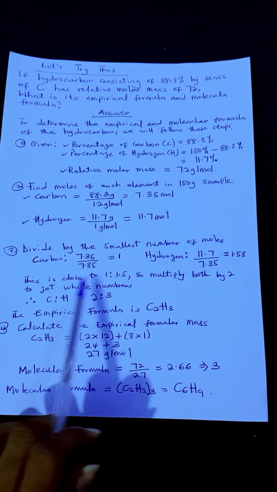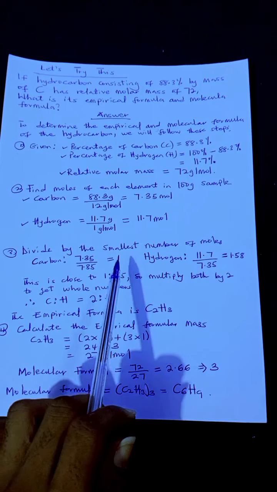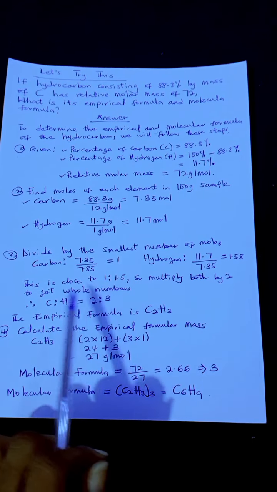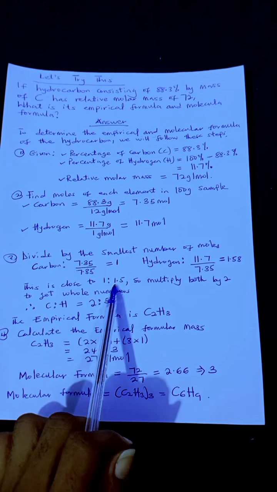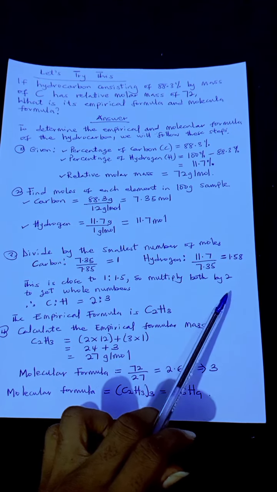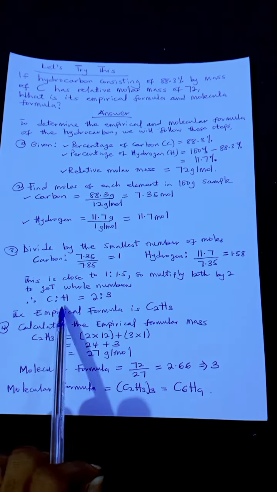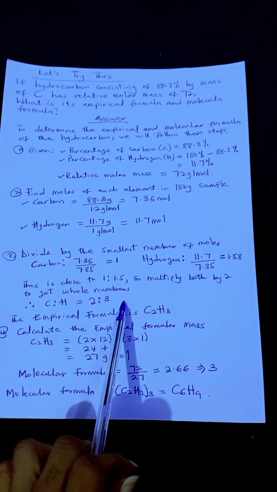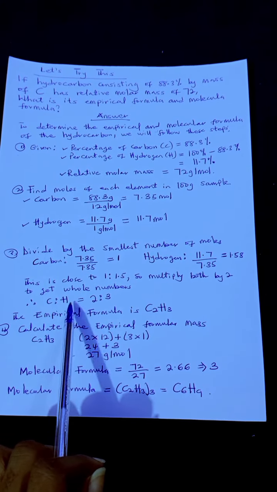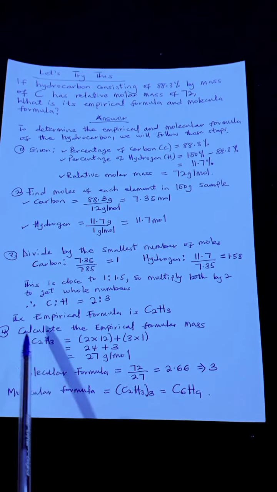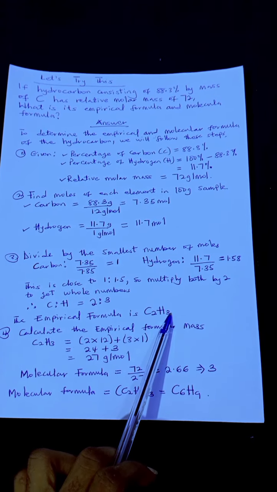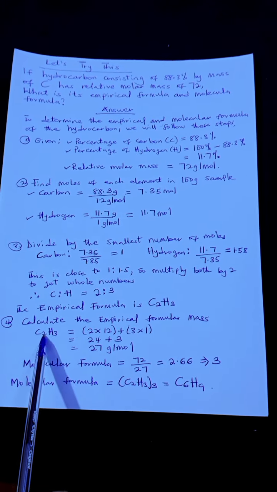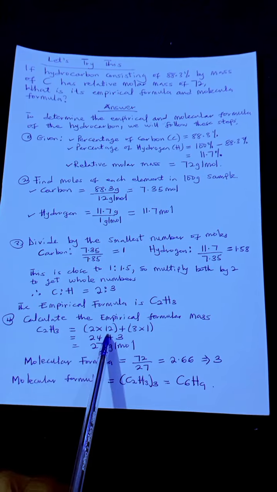Now we compare which numbers they are closest to. The carbon is close to 1, the hydrogen is close to 1.5. So we multiply both of them by 2 to get whole numbers, which is 2 is to 3. So the carbon is 2, hydrogen is 3. So the empirical formula for this is C2H3.